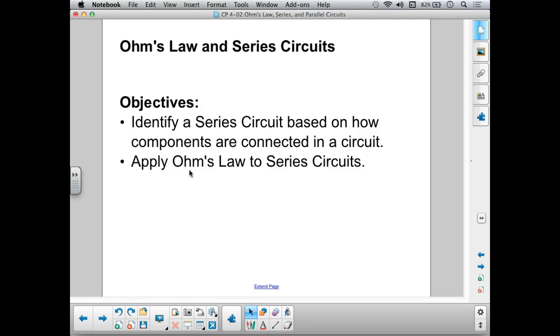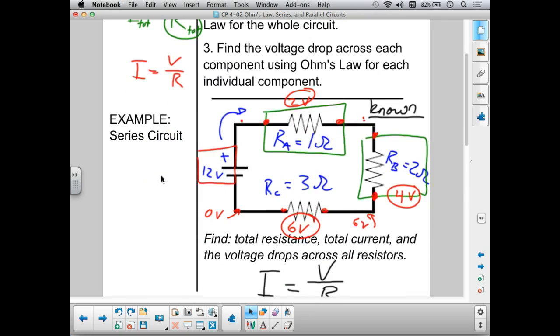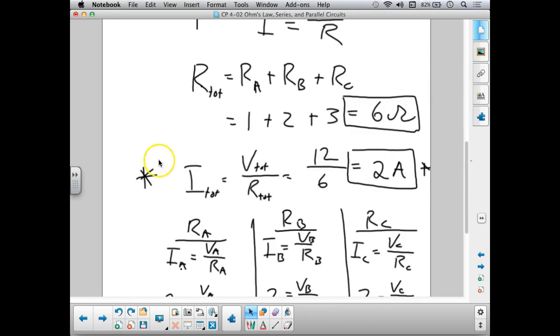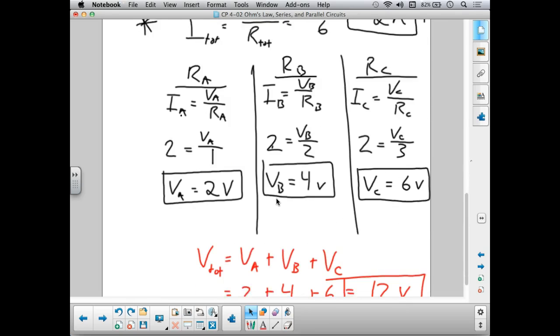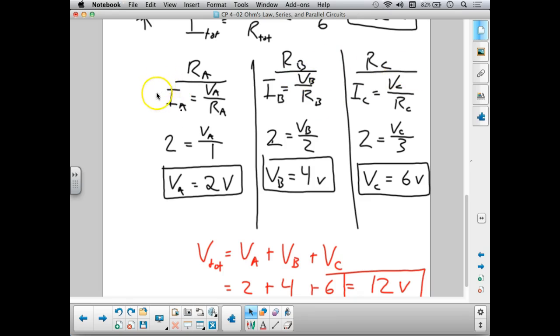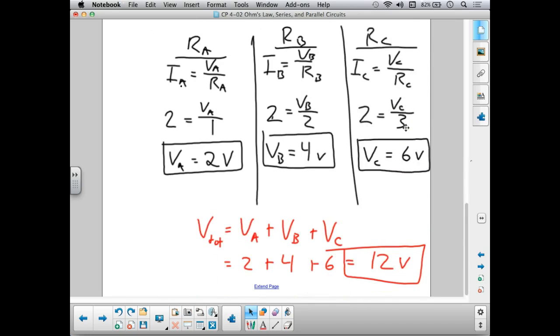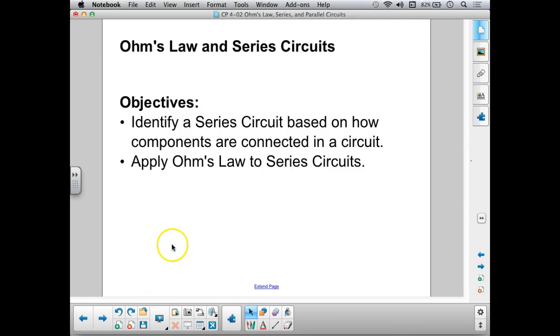And our second objective, can you apply Ohm's law to series circuits? Notice that in every series circuit, we applied Ohm's law multiple times. We did Ohm's law first with the whole circuit. We used the total voltage and the total resistance to find the current through the circuit. That's one time we used Ohm's law. Then we zoomed in on individual components and used Ohm's law again for each individual component. So we could be using Ohm's law many times to solve different parts of a circuit. It kind of depends on what we're looking at the moment and what it is that we need to solve right in front of us. And that's series circuits.